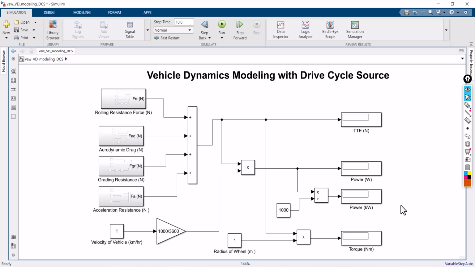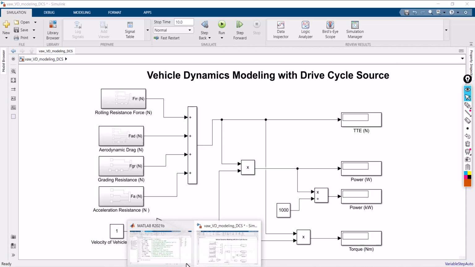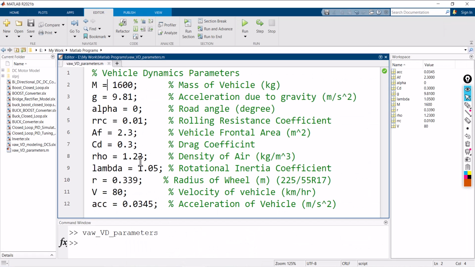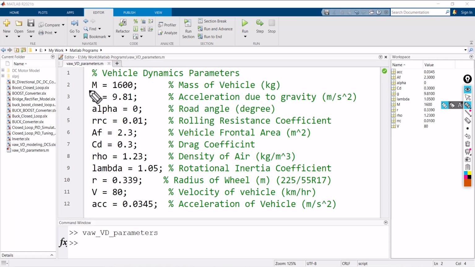Now the simulation is ready. We have to feed the inputs. We already defined the parameters as an M file. So whatever variable name I'm using here, you have to use the same variable name. It is highly case sensitive. If you are using any other variable name, it will definitely throw you an error, which I will show you.